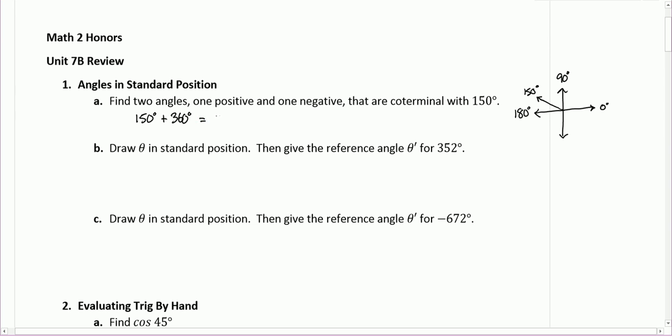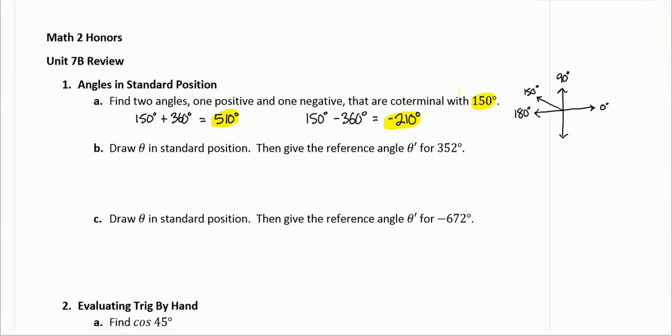I would get 510 degrees. And if I took 150 degrees and subtracted 360 degrees from that, so that'd be rotating in the opposite direction, but still ending at the same location, we'd end up with negative 210 degrees. So 510 degrees, negative 210 degrees, and 150 degrees are all pointed in the same exact direction, and so they're all coterminal with each other.